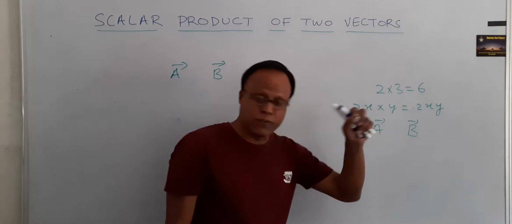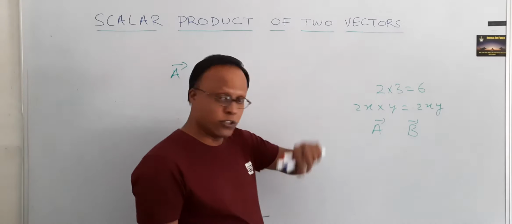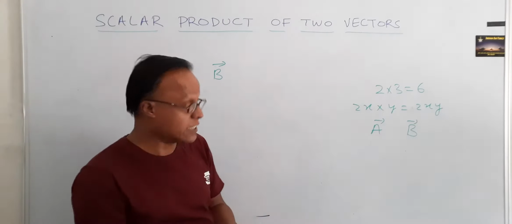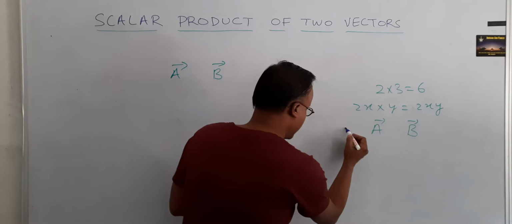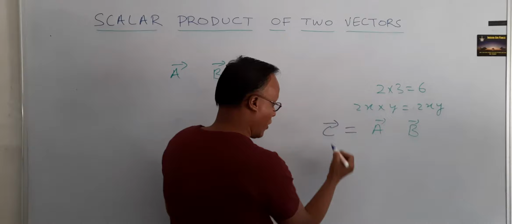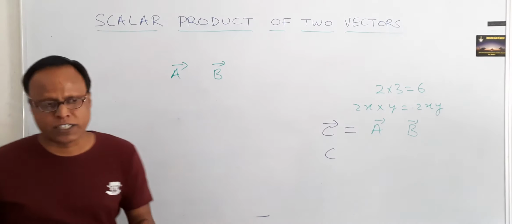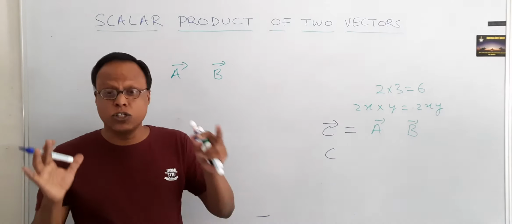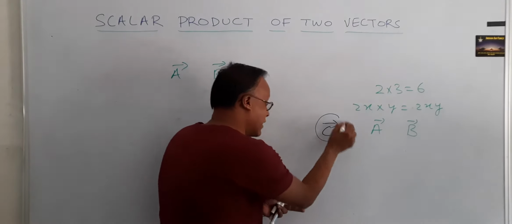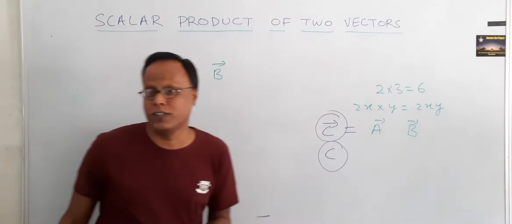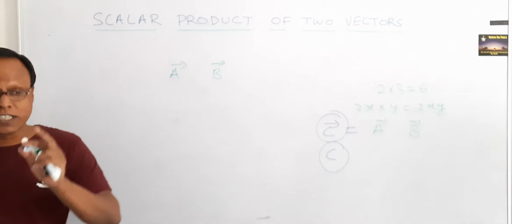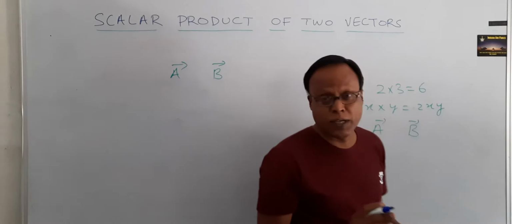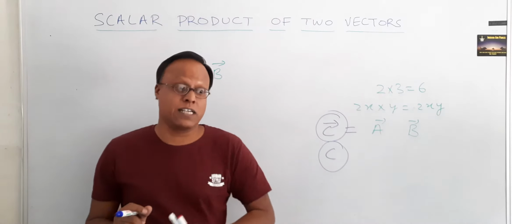So when you multiply A vector and B vector, a new quantity comes. For 2 into 3 you get 6, which is a new one. 2xy is again a new one. Let that new quantity be C, or maybe R, or X, whatever. When you multiply these two, you get a new quantity, and this new quantity may be a vector or may be a scalar. We don't know. So we can say that when we multiply two vector quantities, the result may be a vector or it may be a scalar.